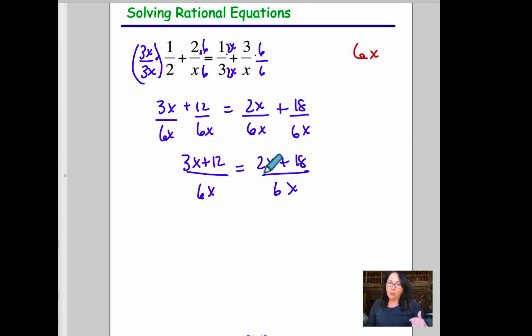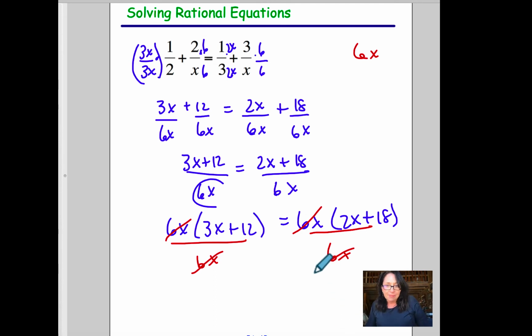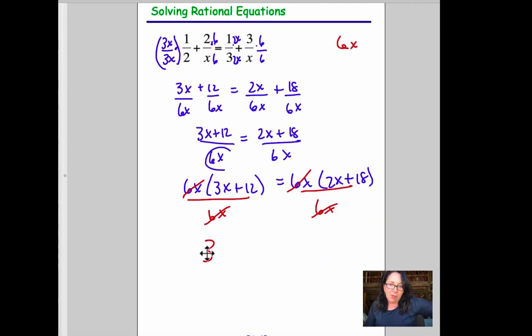What ends up happening when you cross multiply is that you end up getting 6x times 3x plus 12 is equal to 6x times 2x plus 18. Now, you definitely do not want to distribute that 6x through because realistically, I can just divide by 6x on both sides, and that loses that value here. And therefore, I end up with 3x plus 12 is equal to 2x plus 18.